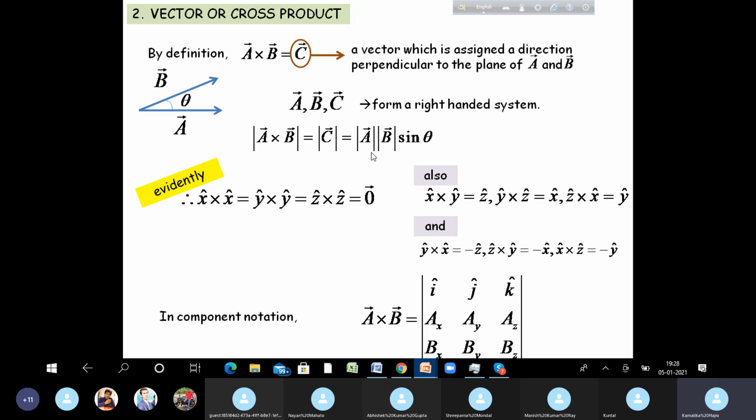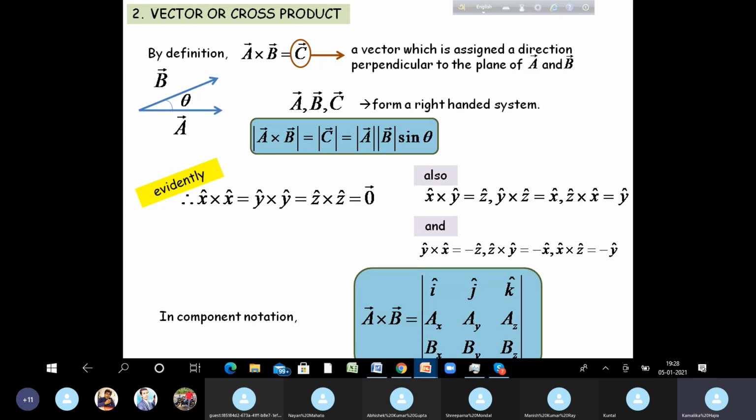Two formulae again, either AB sine theta or this determinant. From this determinant, you get the resultant vector in the component form, and from this formula, you get the magnitude. These are the two formulae that you have to use if you are asked to find the cross product between any two vectors. Just remember that for dot product, the result is a scalar. For cross product, the result is a vector.